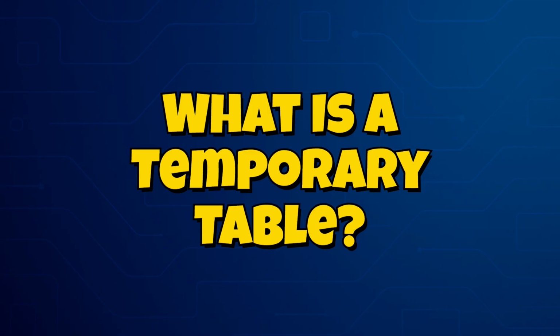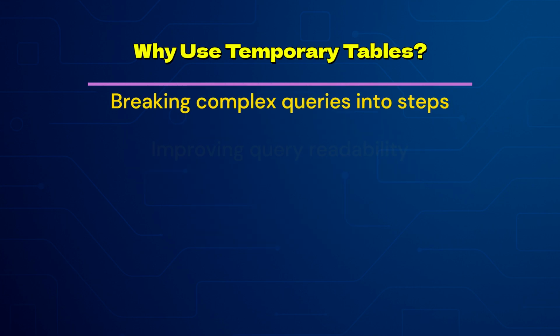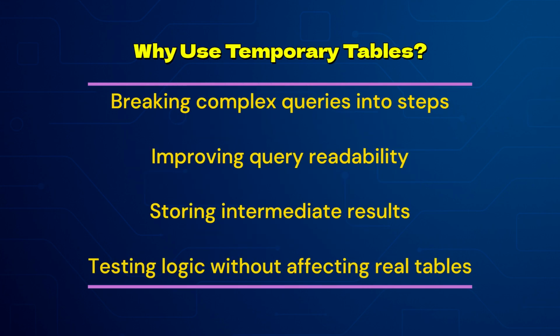A temporary table is a table that exists only for a short period of time. It is mainly used to store intermediate results, test data, or temporary calculations during query execution. SQL Server automatically removes temporary tables when they are no longer needed. Temporary tables are useful for breaking complex queries into steps, improving query readability, storing intermediate results, and testing logic without affecting real tables.